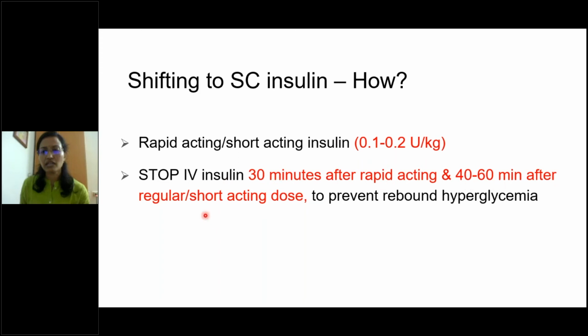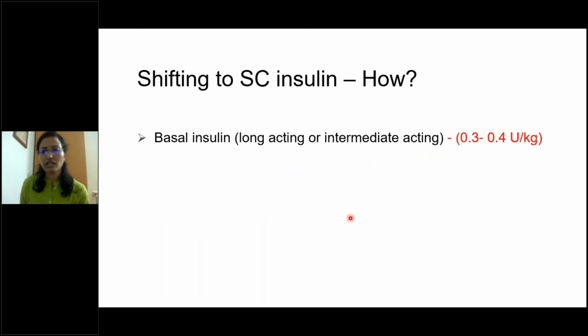Stop IV insulin 30 minutes after rapid acting or 40 to 60 minutes after the short acting. So if you're using Actrapid, stop IV after 40 minutes. If you're using Novorapid or Humalog, stop after 30 minutes to prevent rebound hypoglycemia.